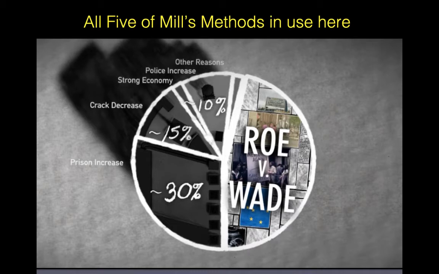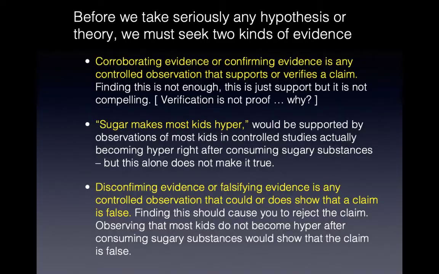So yeah, the increase in prison, the decrease in the crack activity, the strong economy, the policing, other reasons account for as much as 55% of the decline. But you have to explain the rest, and that's what the method of residues does. It explains the rest. And the Roe v. Wade hypothesis, the idea that legalized abortion occurred, and in proportion to the legalized abortions that did occur, we saw this drop in crime rate.